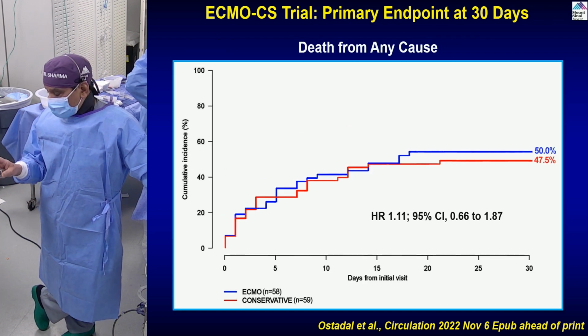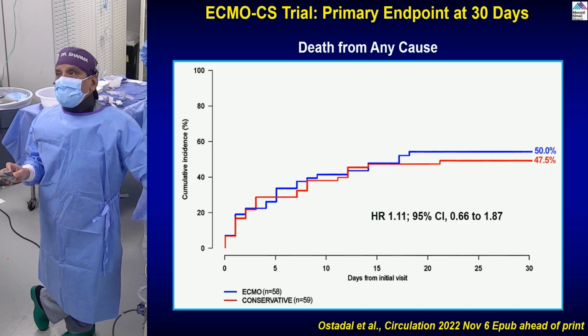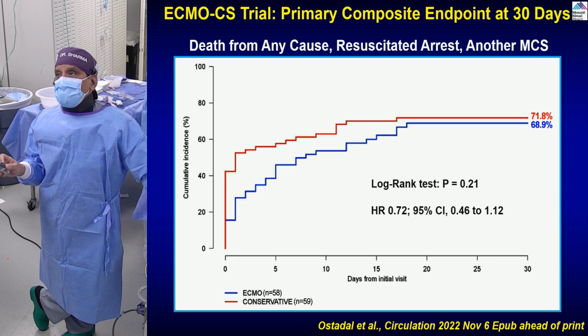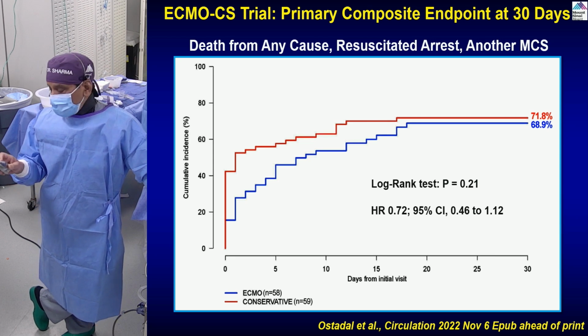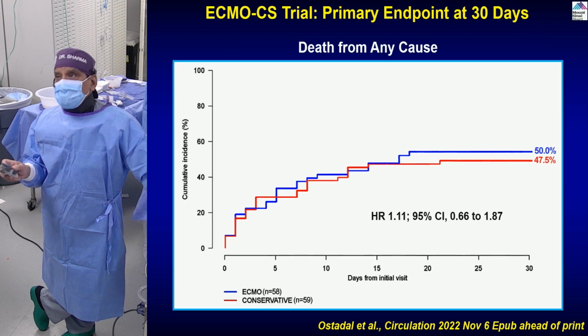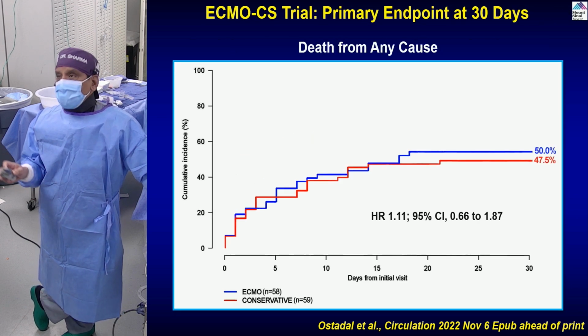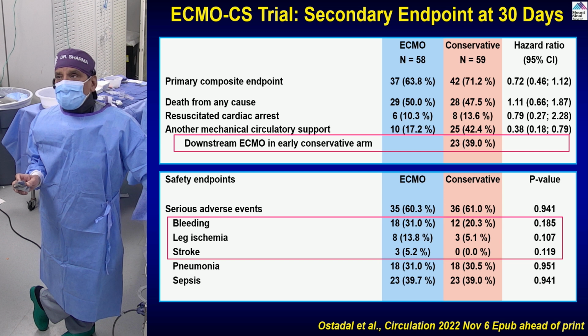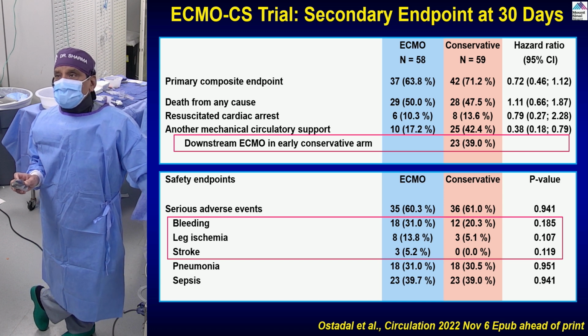So just to say that even in this day and age, with the latest data, there is still high mortality, as you can see, about 70% mortality in cardiogenic shock. This is refractory cardiogenic shock at 30 days. And mortality, as you see, is 50% in the two groups. Now, downstream ECMO is required in about 40% in the conservative group.